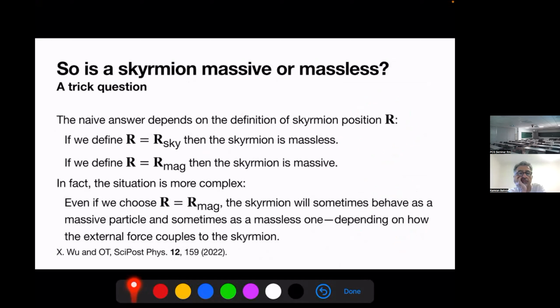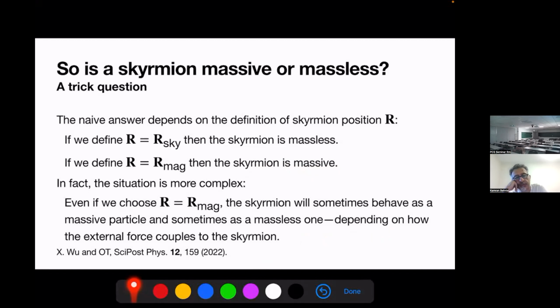The naive answer to that question depends on your definition. If you choose the skyrmion density as your measure of probability, then you get the massless dynamics. And if you choose the magnetization, the longitudinal component of that, then it would appear that the skyrmion is massive. In fact, the situation is a bit more complex. Even if you choose the second definition, where the skyrmion is supposedly massive, there are situations where it behaves as a massless particle, and there are other situations where it behaves as a massive one. It depends on the nature of the external force that couples to the skyrmion.